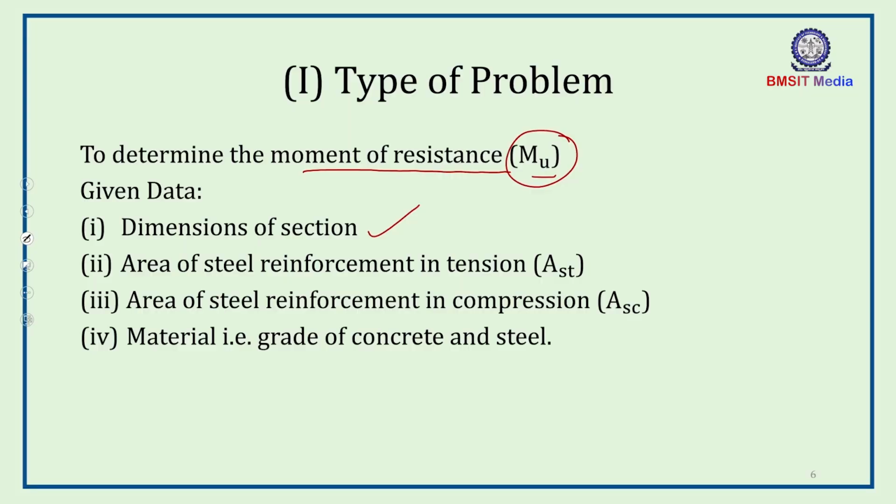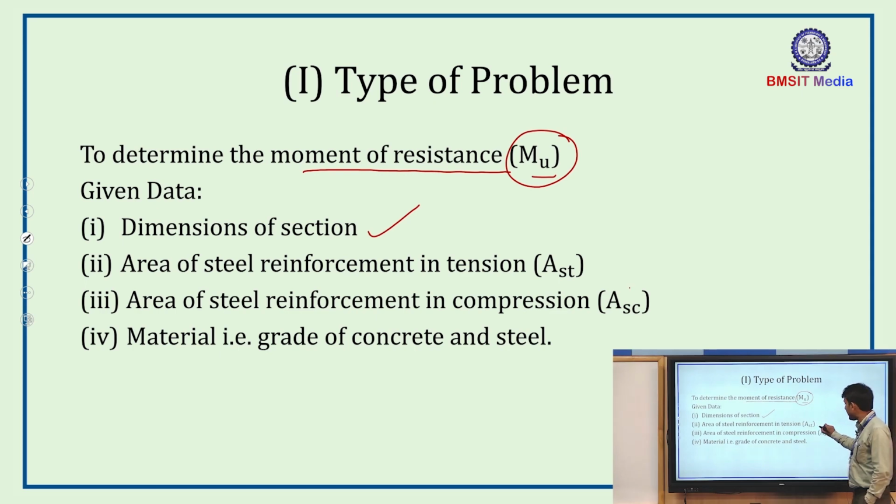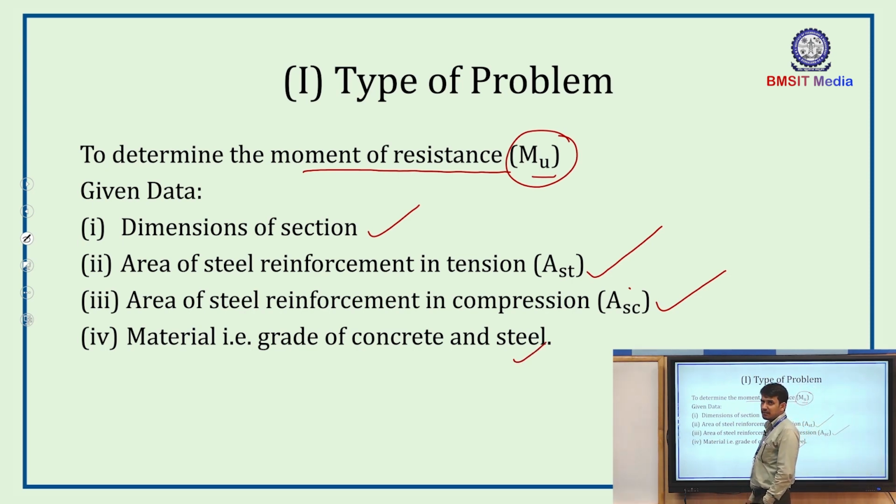So in that case, we have two reinforcements. First is the Ast, the area of steel in the tension zone, and the second one is the Asc, the area of steel in the compression zone. And then the material grade, what material we are providing, steel or concrete, that we also know. So this is the data we have. On the basis of that, we can calculate the moment of resistance.